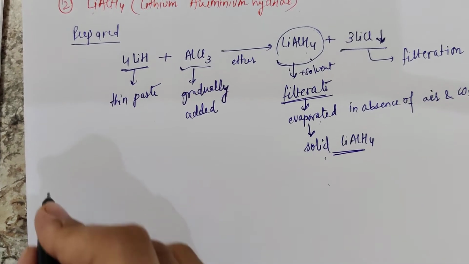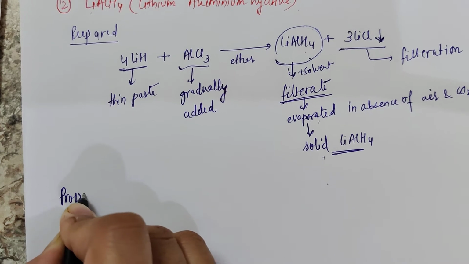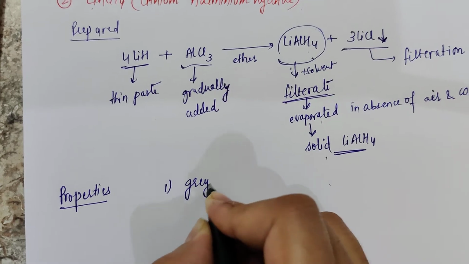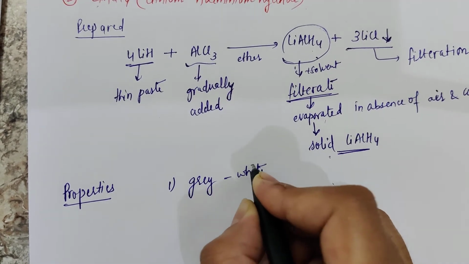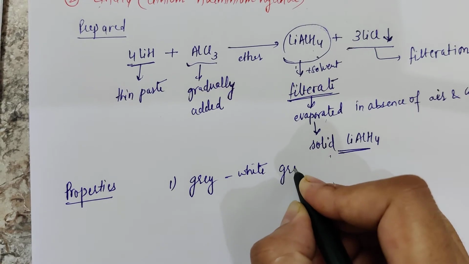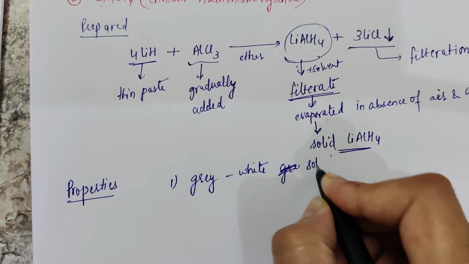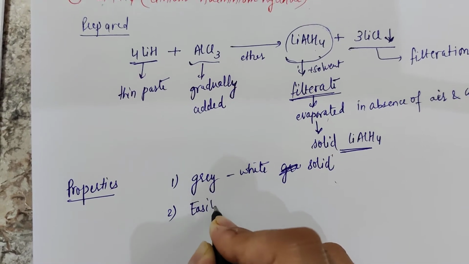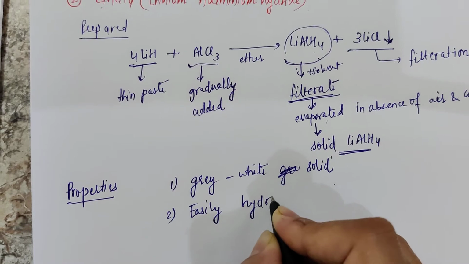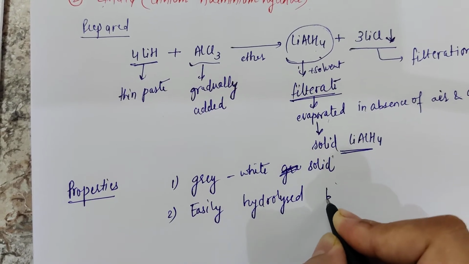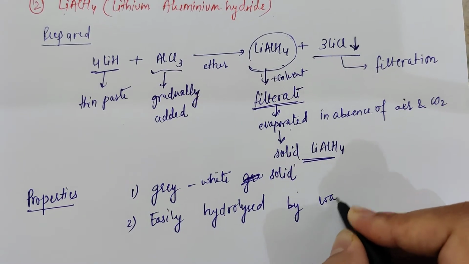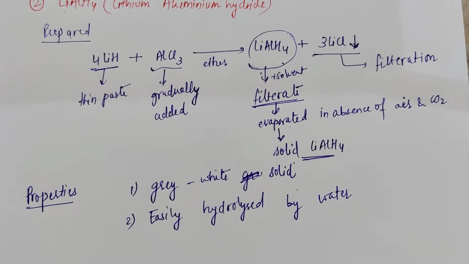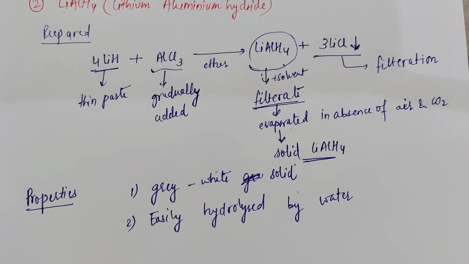Okay, if we talk about the properties, so it's a gray white solid. Lithium aluminium hydride is a gray white solid. It can be very easily hydrolyzed by water, and on hydrolysis it produces hydrogen gas.